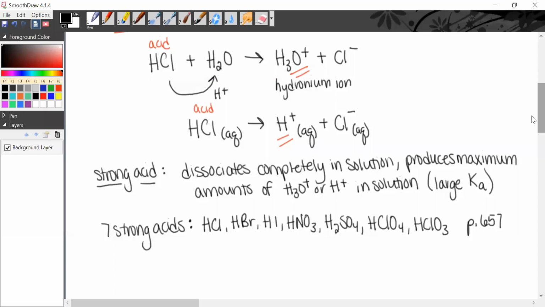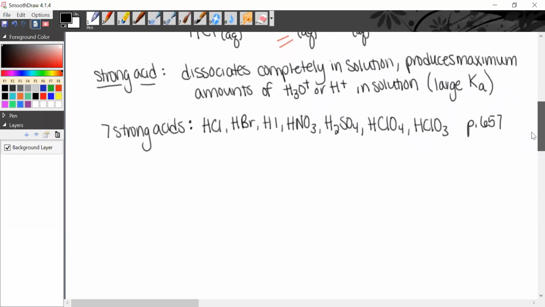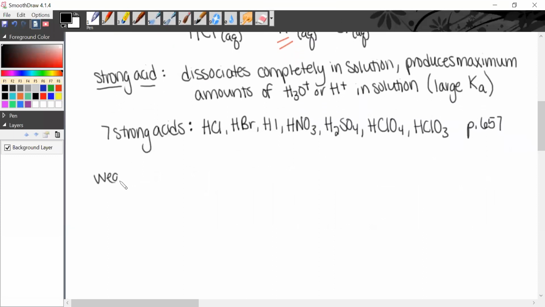If there are strong acids, guess what else there is? You guys are so smart. There are weak acids. For a weak acid, we're just going to have the opposite definition. Instead of going all the way to the right, dissociating completely, producing maximum amounts of H+, a weak acid only does that a little bit. It doesn't donate all of its H+ ions, only a few of them. You've got an equilibrium established with a weak acid where you've got some of the ions, but you've actually got a lot of the molecule that remains as well. You've got a smaller Ka value and a mix of reactants and products.